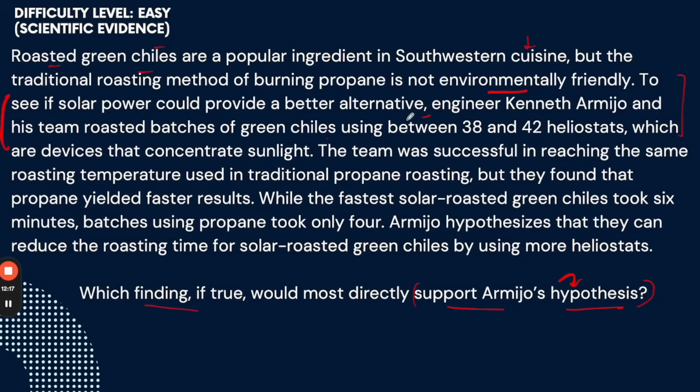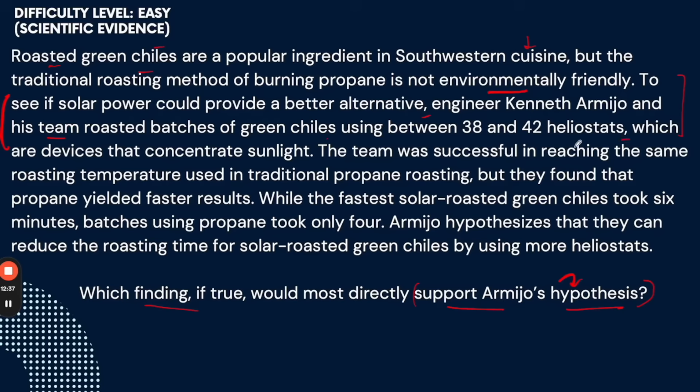So now what are we trying to see? We are trying to see if solar power can be a better alternative. And who is seeing this? Engineer K.A. and his team, right? They are trying to see if this is a better method. What did they do? Roasted batches of green chiles using between 38 and 42 heliostats.